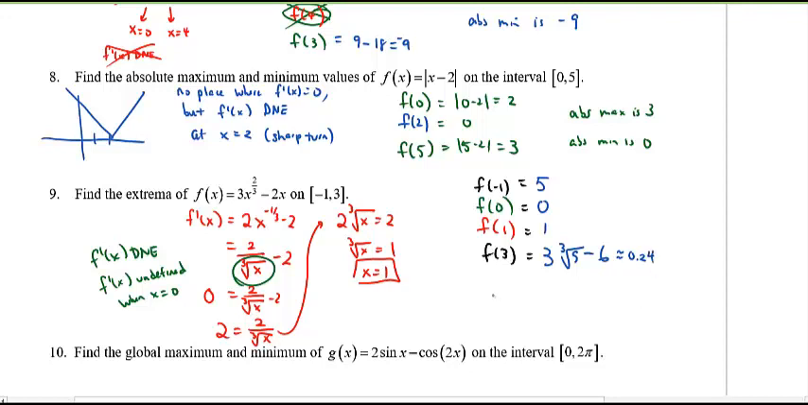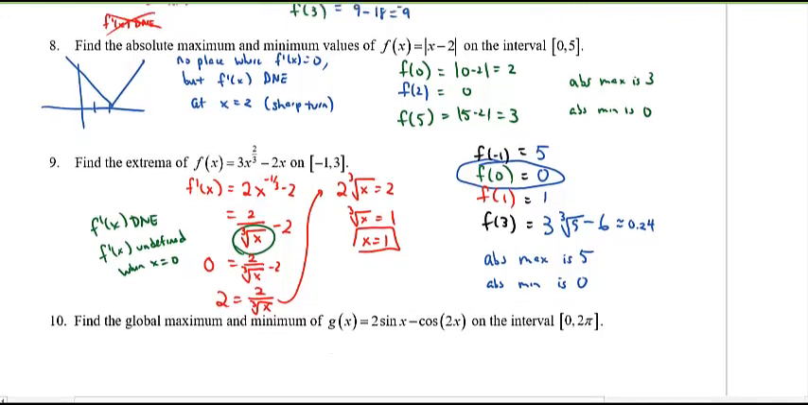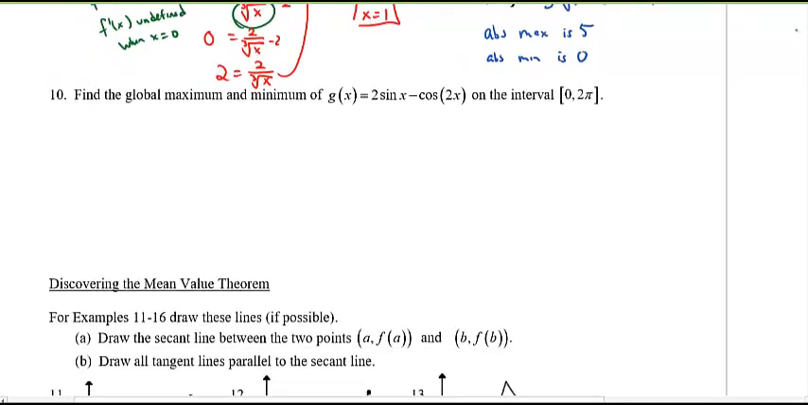So knowing this, what is your absolute max? Yep, that's 5. And your absolute min, wow, if you didn't actually do this, you would have got this wrong, hey? So the absolute minimum is 0. Okay? So once again, derivative equals 0, and double check where the derivative does not exist.